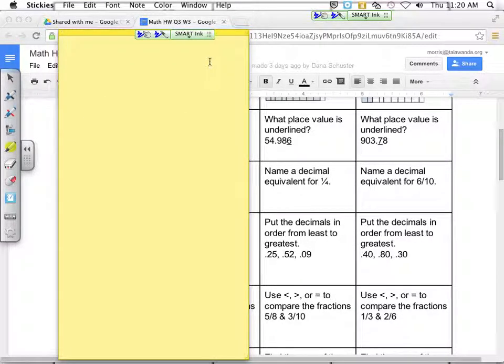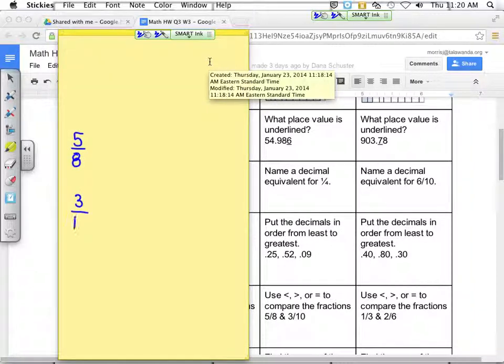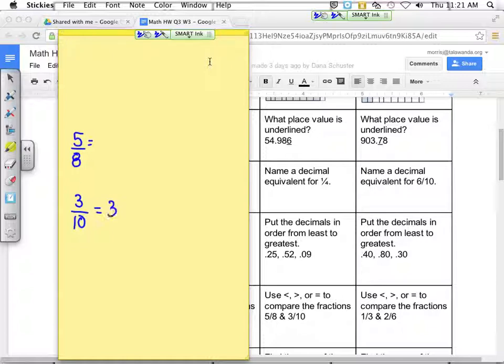We're comparing 2 fractions. I have 5/8 and 3/10. You can compare it 2 different ways. You can compare it percentage-wise, or you can compare it by changing them both into common denominators, right? Well, which one's easiest percent-wise? Who knows the percents off the top of their head? Yes? 30%. 3/10 is 30%.